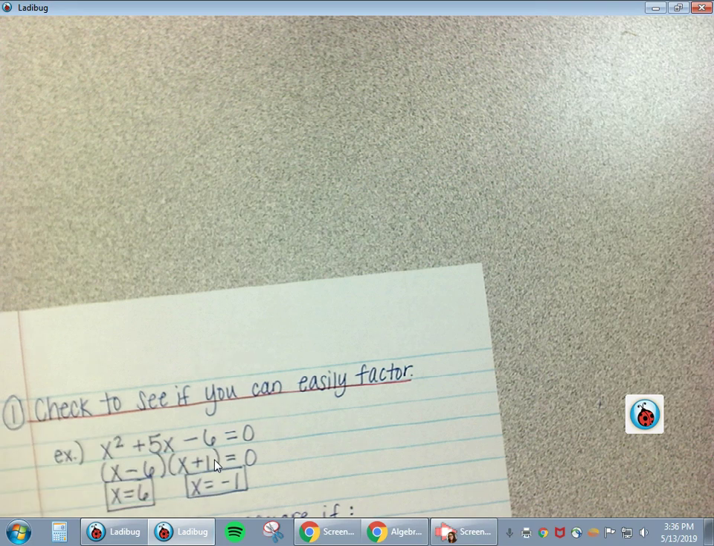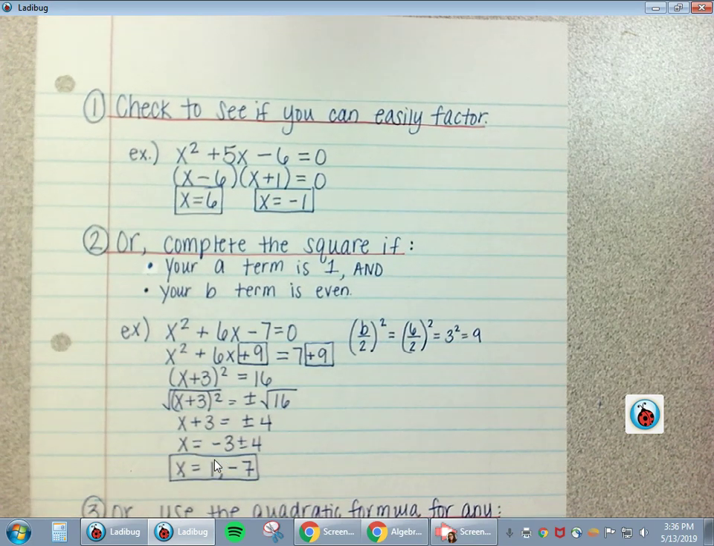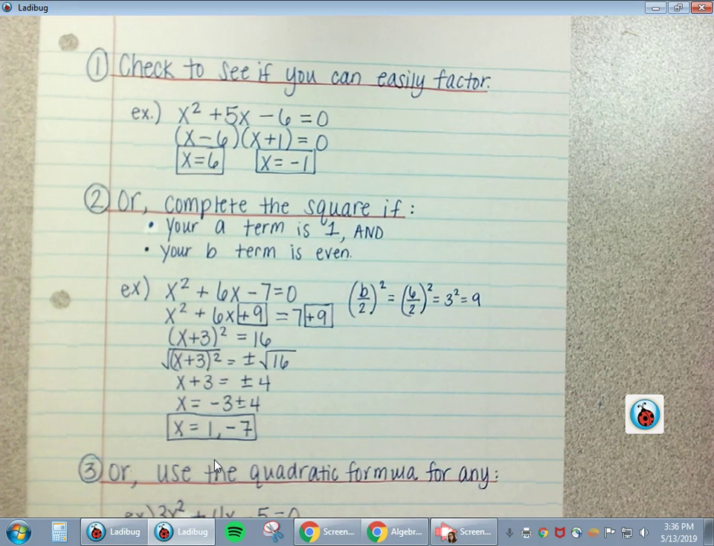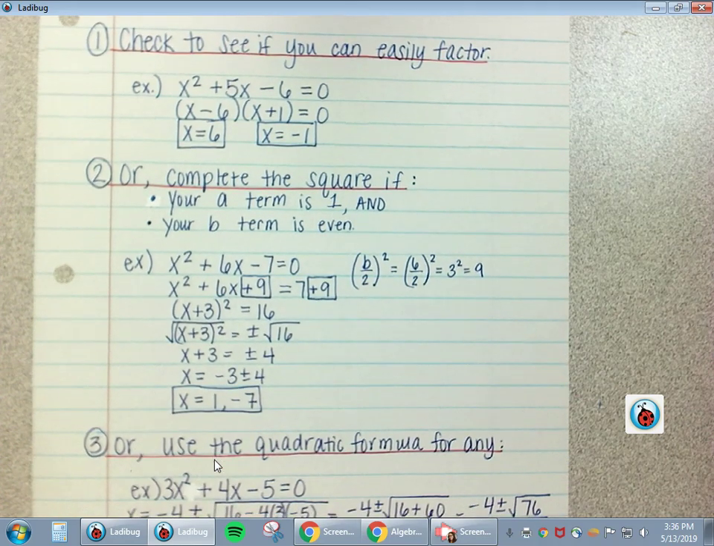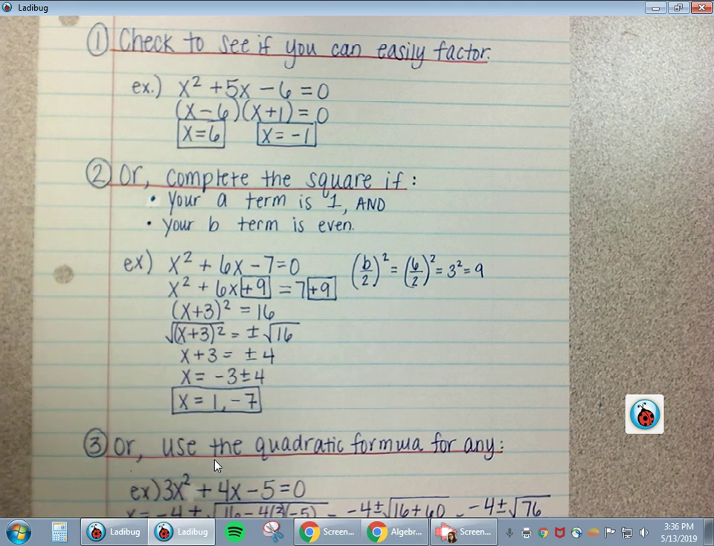Like I said, we're not going to take these notes. I don't need you to write these down, but I will post this on Classroom as well so you have it. But here's kind of the mindset. The easiest one to do is factoring. So that would be my game plan first, is to check and see if I could factor.